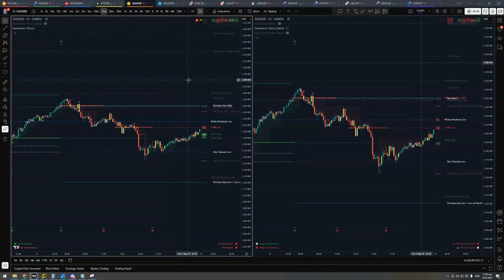Okay, so in this video, I wanted to outline some of the differences between momentum theory and momentum theory beta. So first of all, momentum theory is the official release version. This is a version where I know that the code is stable and it gives me consistent performance.